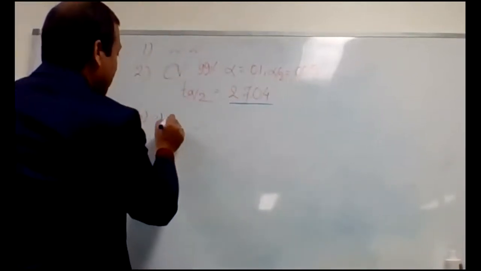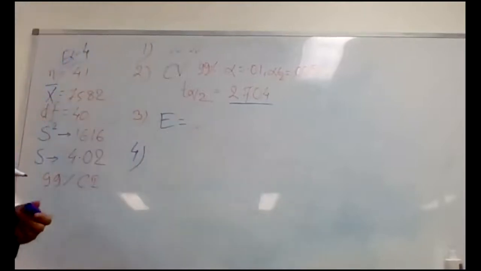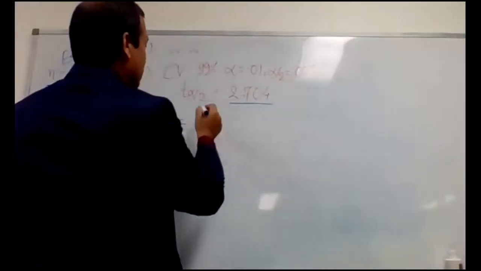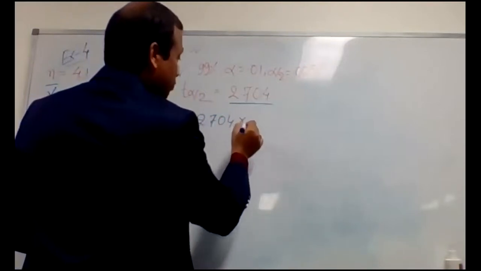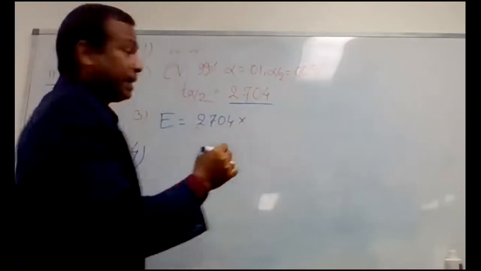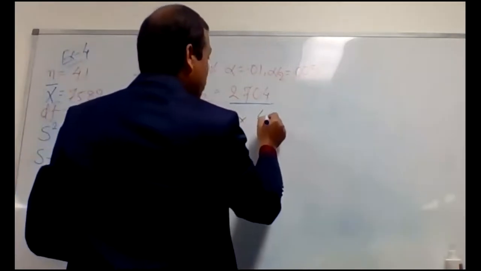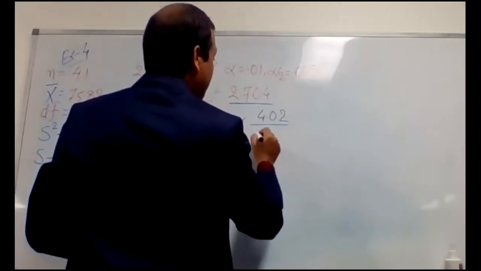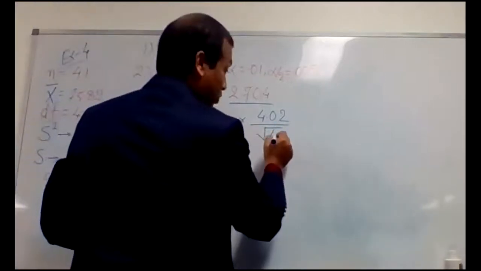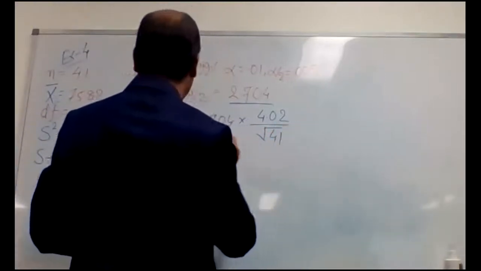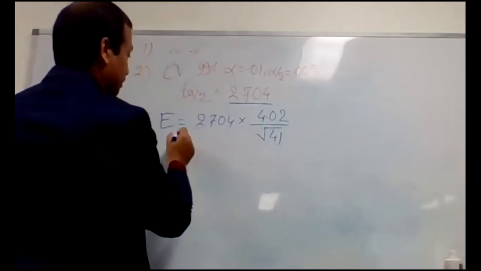Find out the E value. Alpha by 2, that is 2.704 into capital S, 4.02 divided by square root of n. N in this case is 41, not 40. To find out the E value. 1.69.